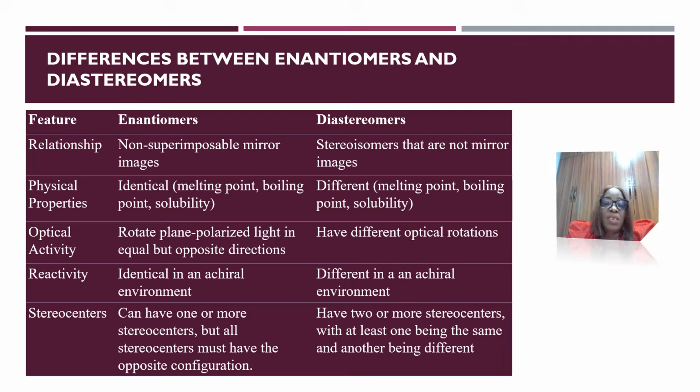In case of optical activity, enantiomers rotate plane polarized light in equal but opposite directions, while diastereomers have different optical rotations. Reactivity. Enantiomers are identical in an achiral environment. Diastereomers are different in an achiral environment. Stereocenters. Enantiomers can have one or more stereocenters, but all stereocenters must have the opposite configuration. Diastereomers have two or more stereocenters, with at least one being the same and another being different.